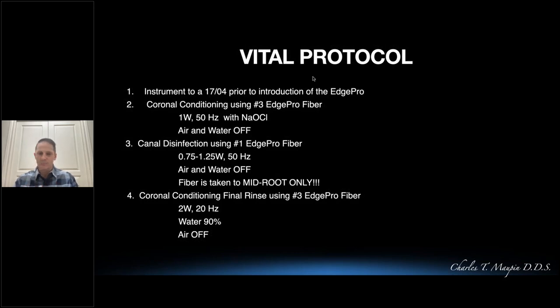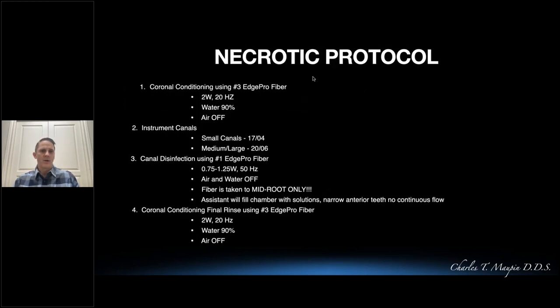The goal is to preserve our patient's teeth, and saving tooth structure is one of them, but also removing biofilm, pulp tissue, all that is the other key component of it. So we're going to go to the canal disinfection protocol, 0.75 to 1.25 watts, 50 hertz. Air and water's off, fiber taken to mid-root, and you activate on your way out only. Then we're going to follow that up with a final rinse. I like to do 2 watts, 20 hertz with water, 90% air off.